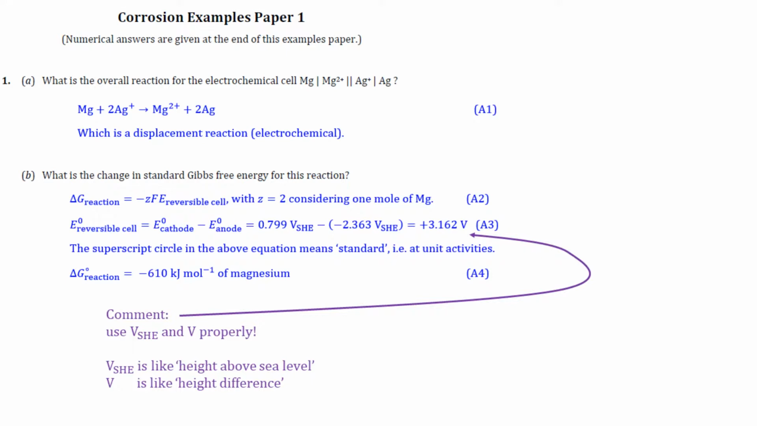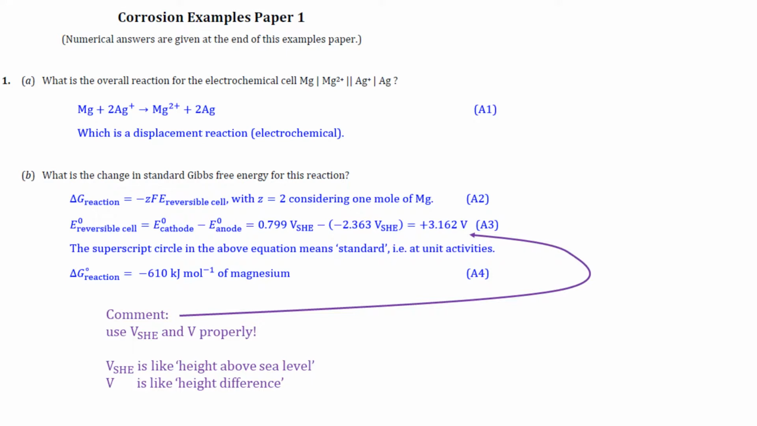If you have two mountains, you can subtract their respective heights above sea level to get the difference in height in just meters. Likewise, in equation A3, you see that the standard electrode potential of the cathode is correctly written in volts SHE because you need to write down the reference level, that's the SHE, or standard hydrogen electrode, from which this single electrode potential is measured, like the height of an individual mountain.